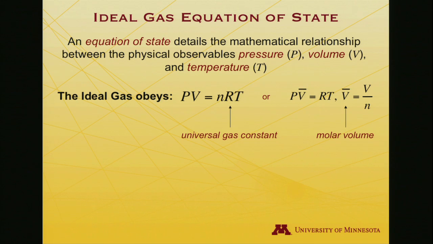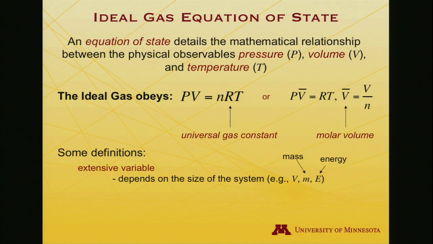A somewhat more convenient way to write this equation for our purposes, although many of you may have memorized PV equals nRT at some point in the past, is to replace V with V over N. And when we do that, we represent that with a bar over the V. A V with a bar on it is the molar volume, the amount of volume occupied by 1 mole. And that allows us to express a couple of definitions that will be useful. And that's the difference between an extensive variable and an intensive variable.